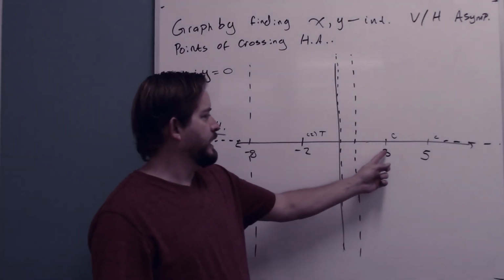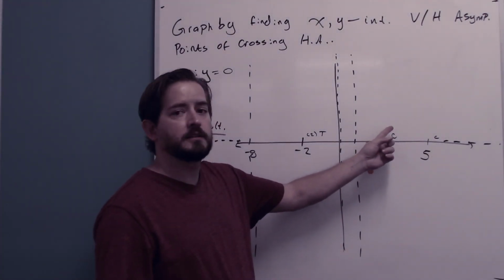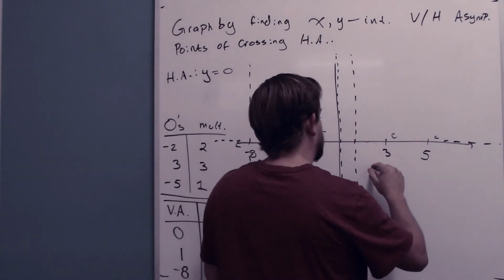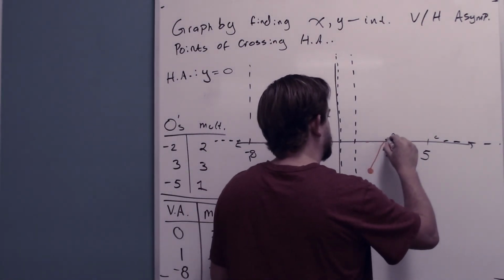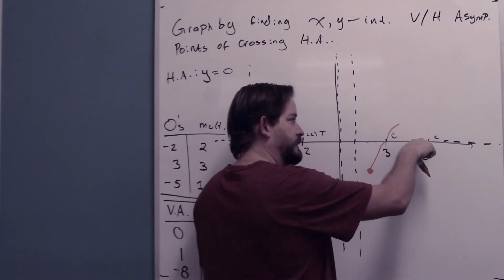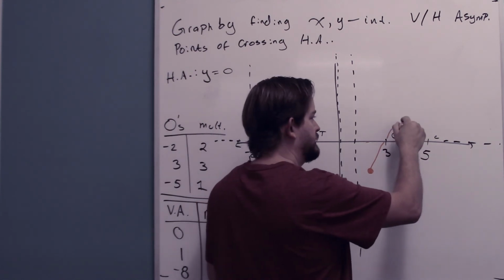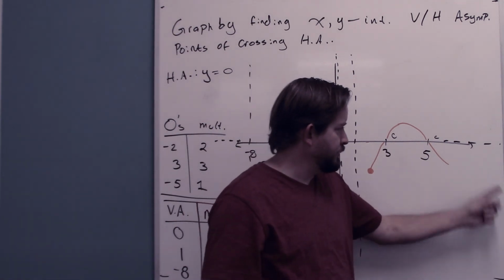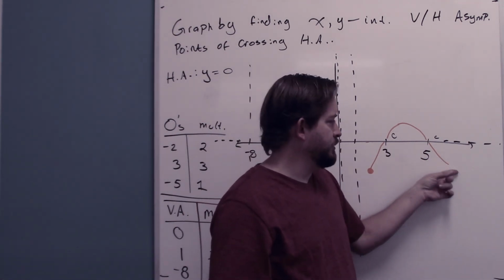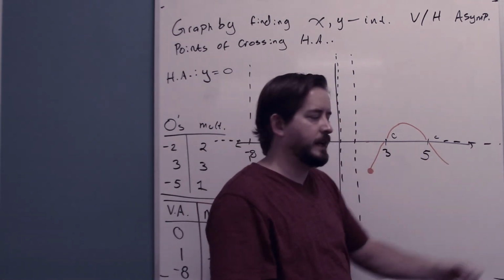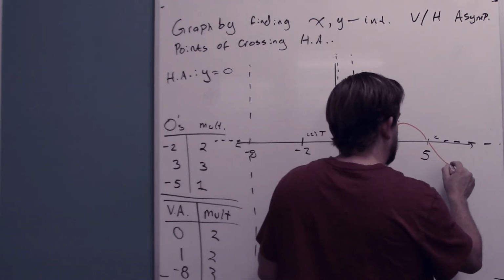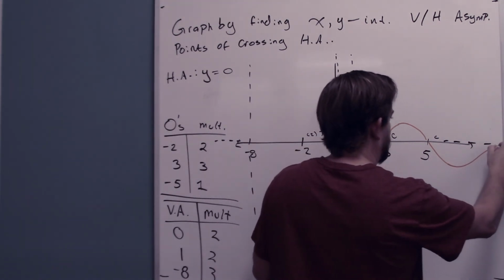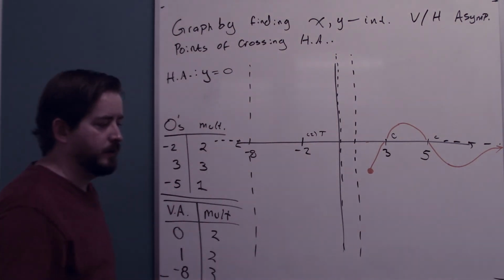Because between here, I have to go up and touch 3, and I have to cross. And therefore, I know I do this. I have to come back down and touch 5 and cross. And so I know I do this. I can't keep going down forever because I have an asymptote here, so I get pulled back and eventually just approach that asymptote. Right? That's what I do there.